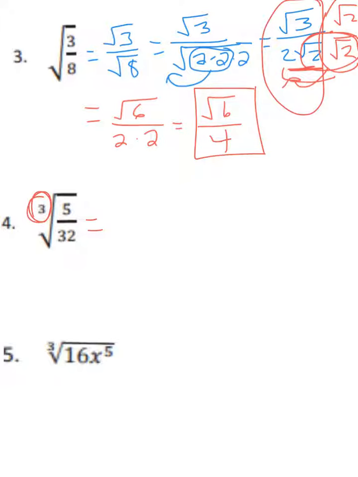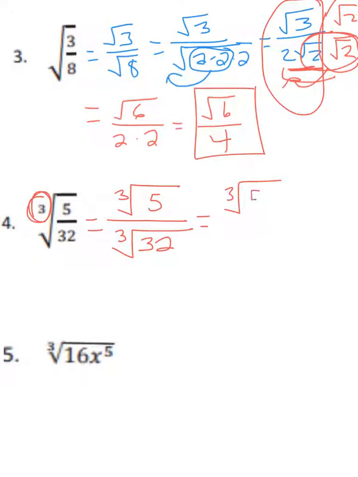This is a cubed root. A little different. So now, instead of looking for buddies, we're going to look for 3 things, or you have to know your perfect cubes. Well, cubed root of 5, I can't do anything with. But just like the square root, I can do a cubed root in the bottom for 32. Well, I can't break up 5, so guys, I'm not going to be able to touch that. I'm just leaving it alone.